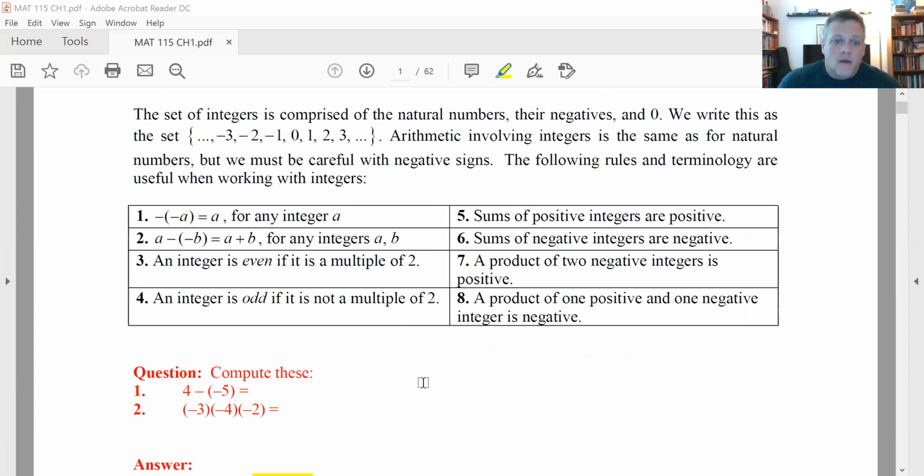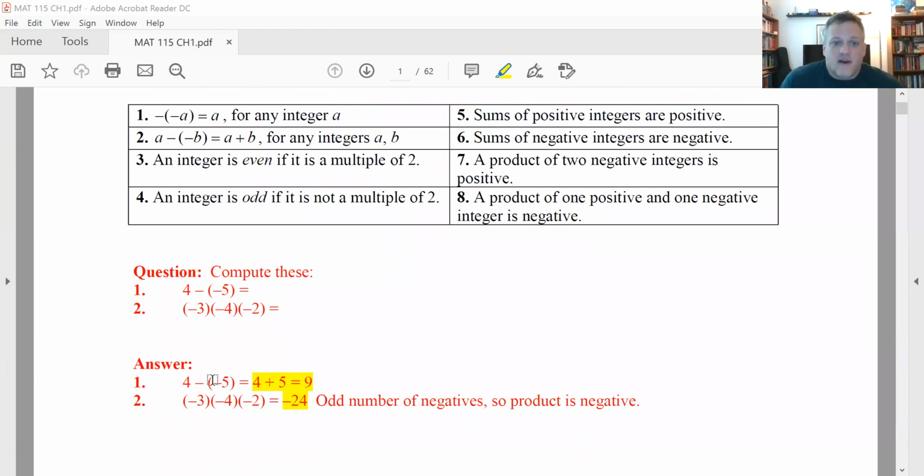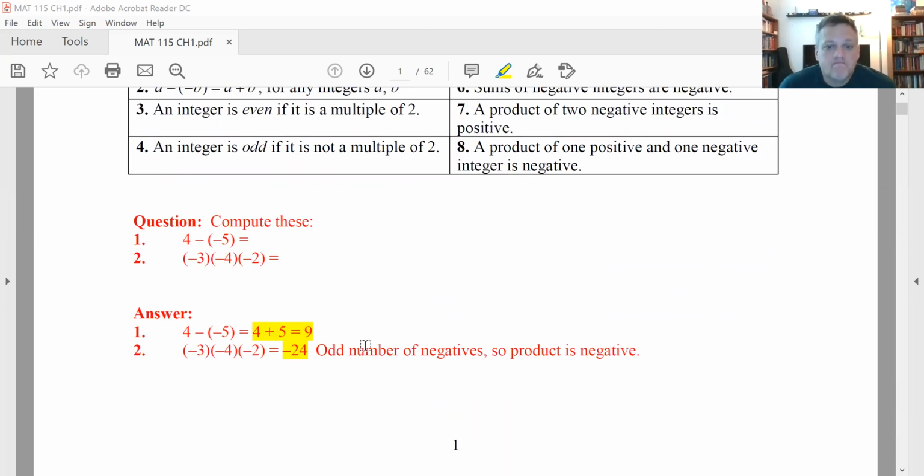All right, so for these two, the first one, 4 minus a negative 5 really means 4 plus 5, and then we know that's 9. And for the second one, notice you're multiplying 3 negative integers, so you're going to get a negative integer back. And to get the product, you just multiply the numbers without sign consideration whatsoever to get 24, and then you affix a negative to that to get negative 24.